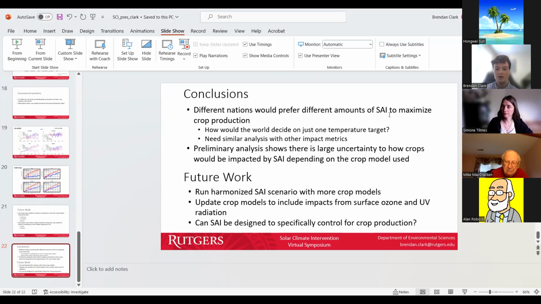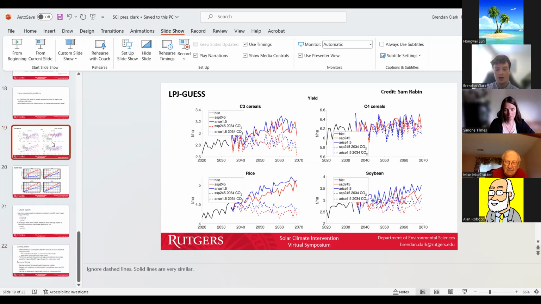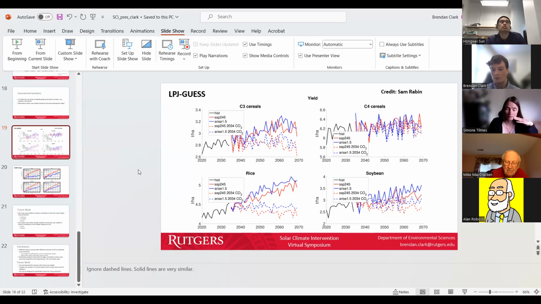But things like when you choose to plant your crops and when you choose to harvest them is an update on the model that Sam Rabin has been working on. So having an interactive crop calendar that shifts based on the changing climate is something that hopefully we'll be able to assess pretty soon. But yeah, other things like nitrogen and irrigation application are just things that are prescribed. So they wouldn't be different between SAI and climate change in this model.